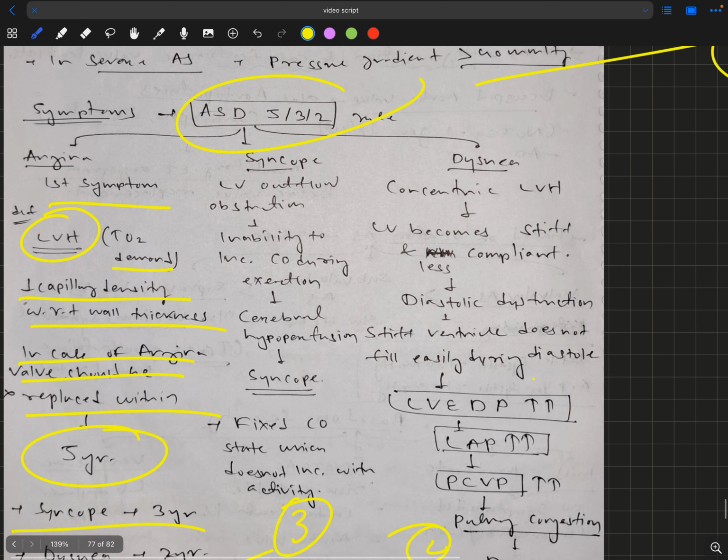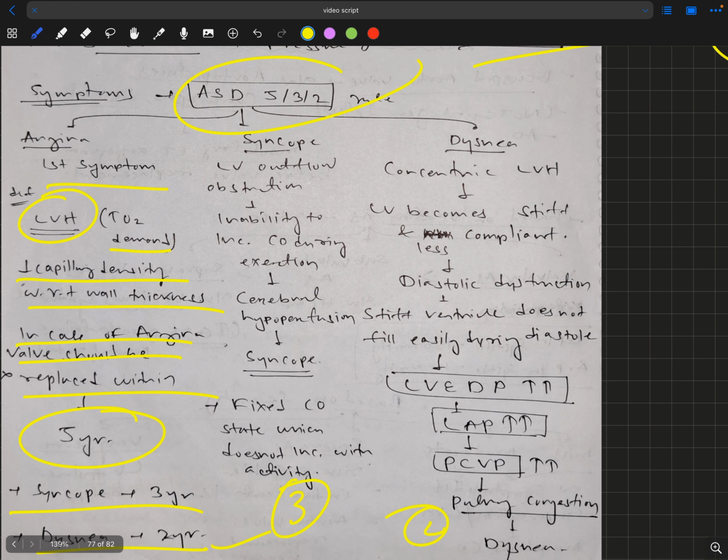So what happens in syncope? In case of aortic stenosis, there is left ventricular outflow obstruction, with inability to increase cardiac output during exercise. It is a fixed cardiac output state. In a normal heart, if you are doing exercise, the cardiac output increases, but in case of aortic stenosis, this remains fixed. So left ventricular outflow obstruction, inability to increase cardiac output during exertion, will lead to cerebral hypoperfusion. This cerebral hypoperfusion is the reason for syncope.